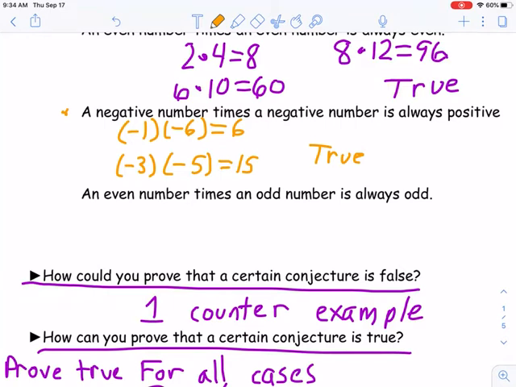And then an even number times an even number is always odd. Or even times an odd. So let's do 2. That's an even number. Let's do times 3. That's an odd number. 6. Always odd? No. This is false. This is an example of a counterexample. It's a certain case that proves that the sentence is not true.